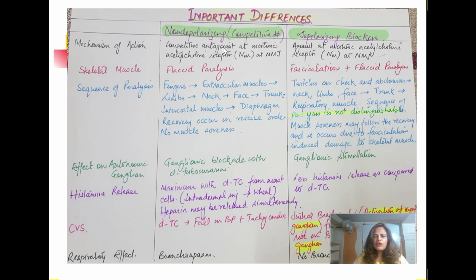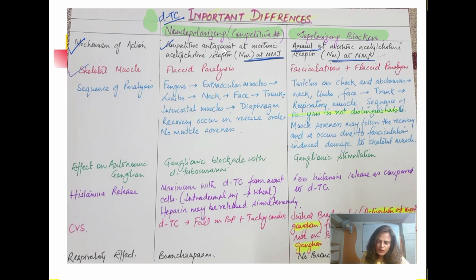So in non-depolarizing you have the competitive ones, like the long-acting and short-acting, and in depolarizing comes succinylcholine. So here I have kept the prototype drug of non-depolarizing, that is d-tubocurarine. Keeping that in mind, these are the differences they have written. So the first difference is the mechanism of action. You all know the mechanism of action: non-depolarizing are competitive antagonists. Both act at the neuromuscular junction, on the NM receptor. So this acts as a competitive antagonist, they have affinity but no intrinsic activity. This acts as an agonist, they have affinity plus submaximal intrinsic activity.